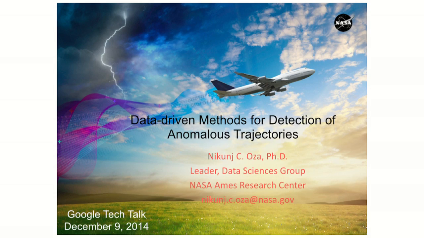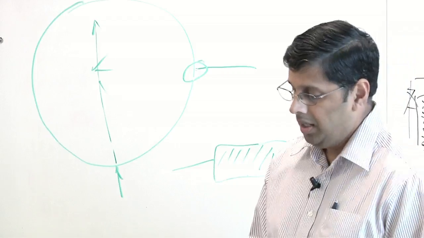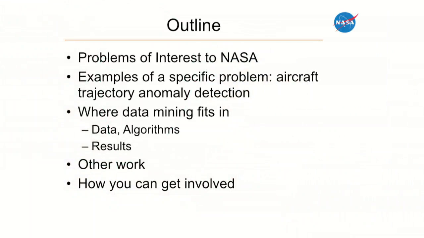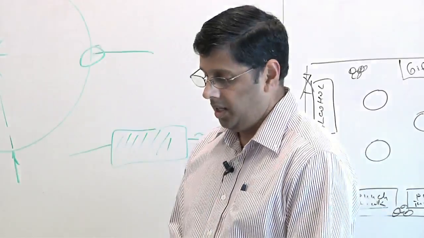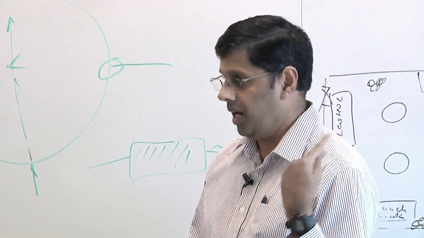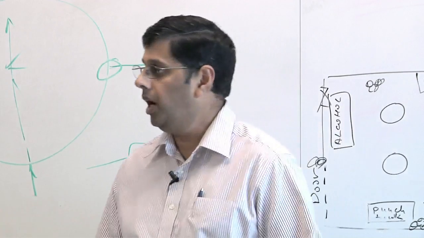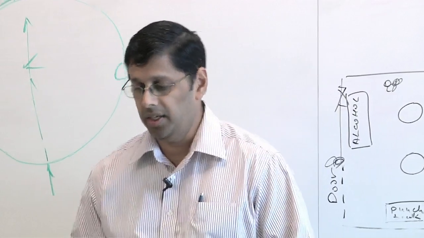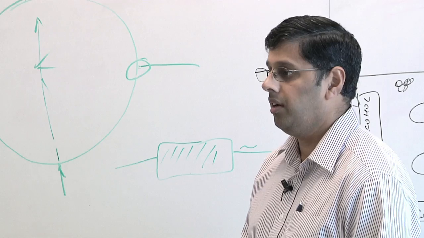So I'll first give a little bit of a general overview of what sorts of problems are of interest to NASA, and then I'll dive a little bit more into the problem of detecting anomalies in aircraft trajectories specifically, which is one recent focus area. I'll show where data mining fits in, at least what we've thought of so far and what we've been implementing, what kind of data we get, algorithms, results, and then I'll give a brief overview of some other work that we're also doing in the data sciences group, and also a little description of how you all can get involved in our efforts.